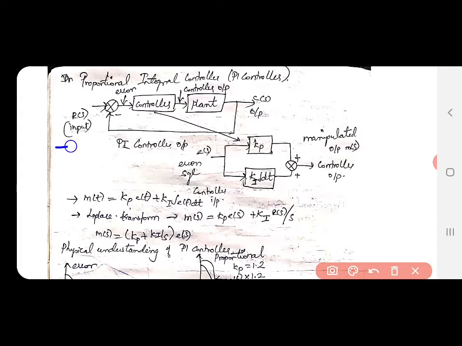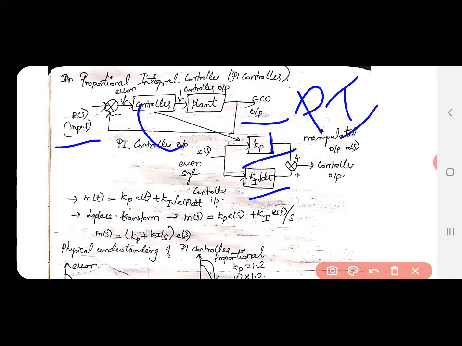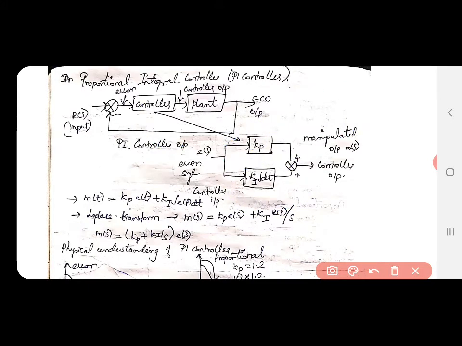Here R(s) is the input, C(s) the output, then the controller will be KP and KI integral dt. Actually, this is the proportional integral controller. For proportional only we have just KP, but KI integral dt makes it a proportional integral controller, the PI controller. Then we need to know the equation for the PI controller, very important: m(t) equals KP into e(t) plus KI into integral of e(t) dt.